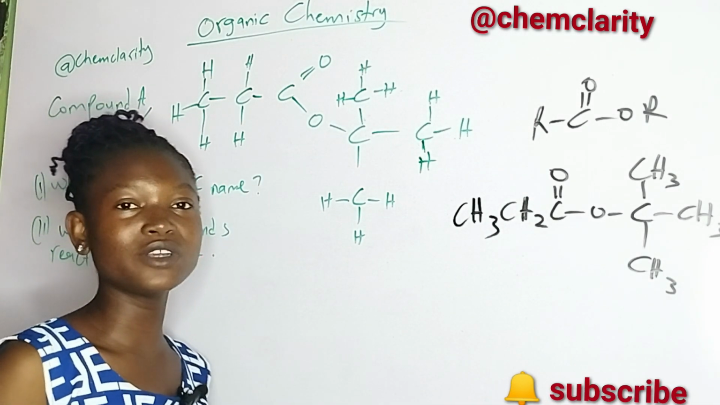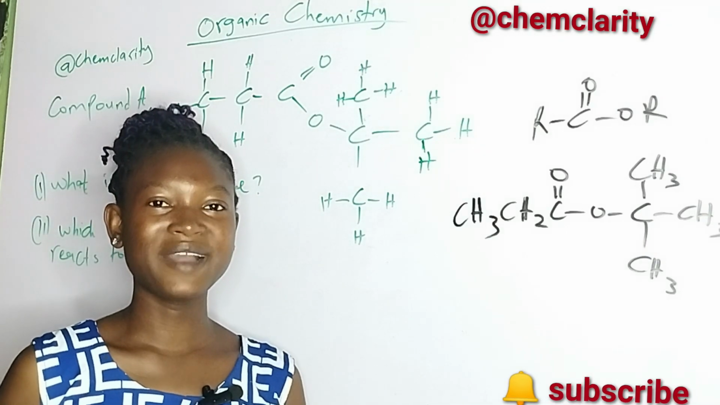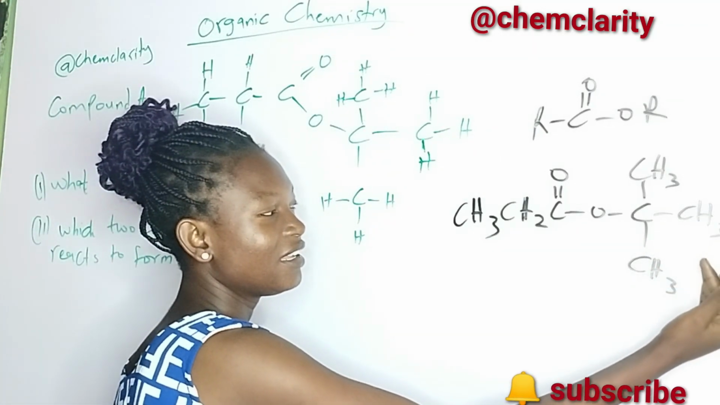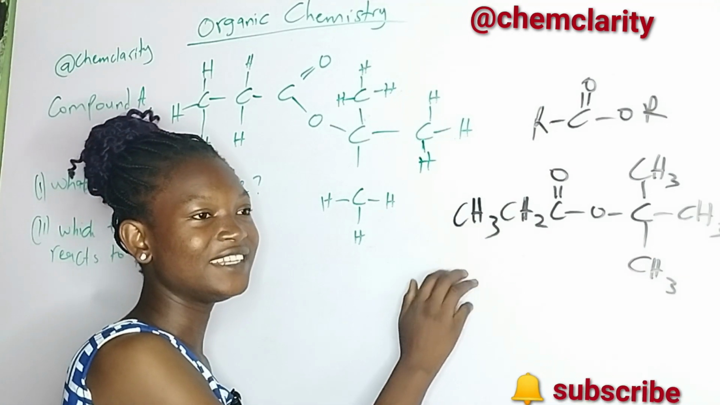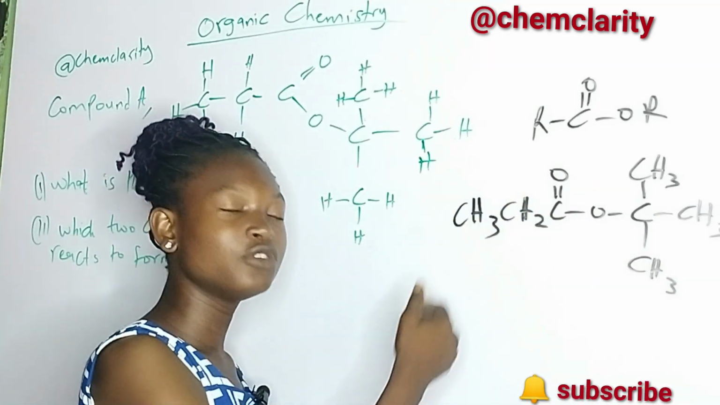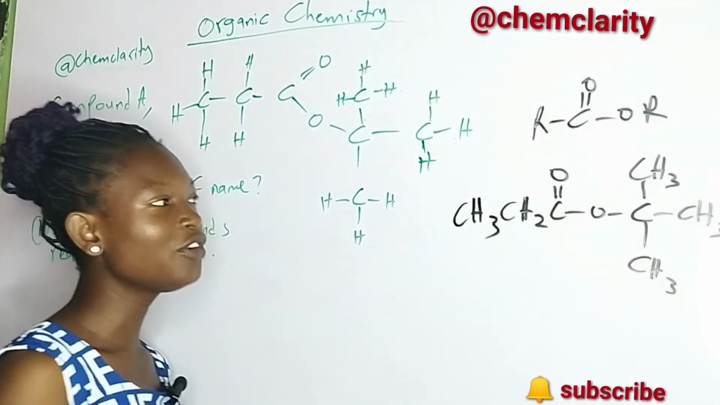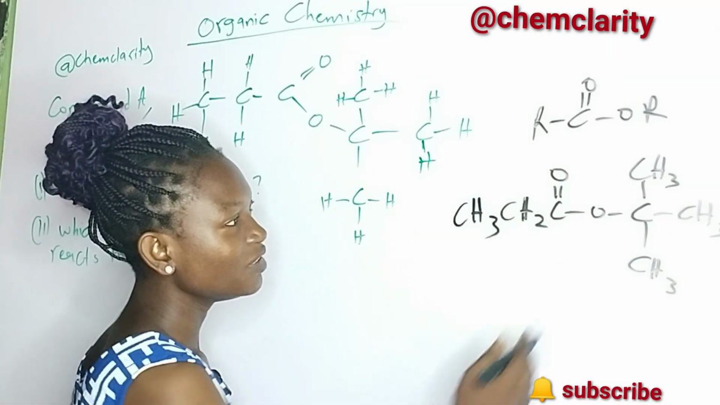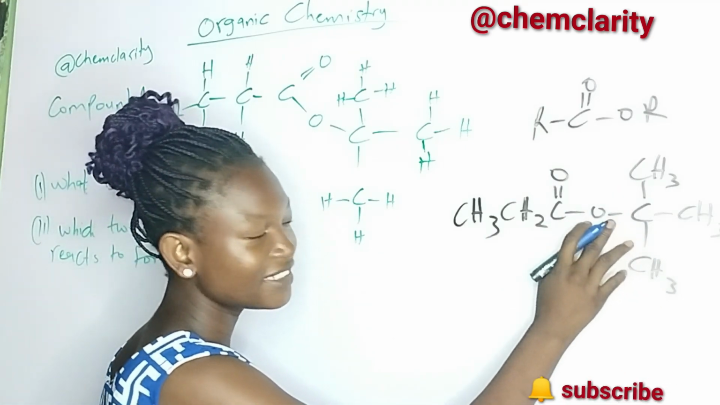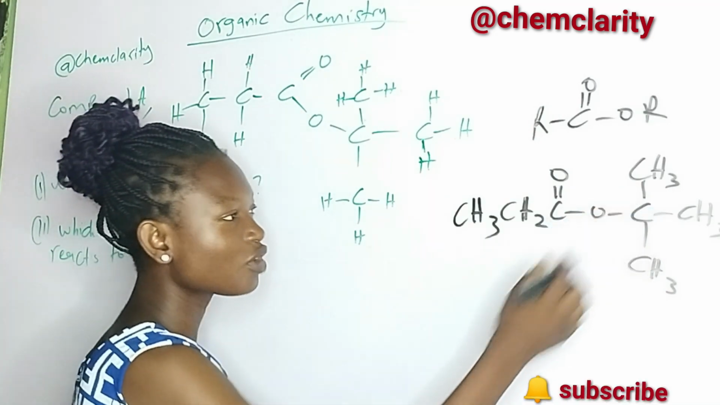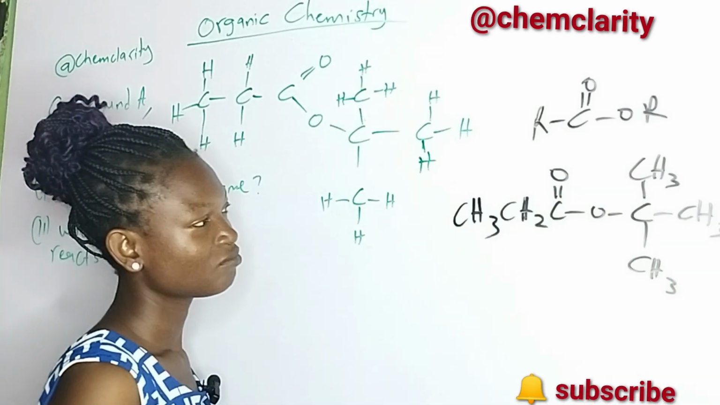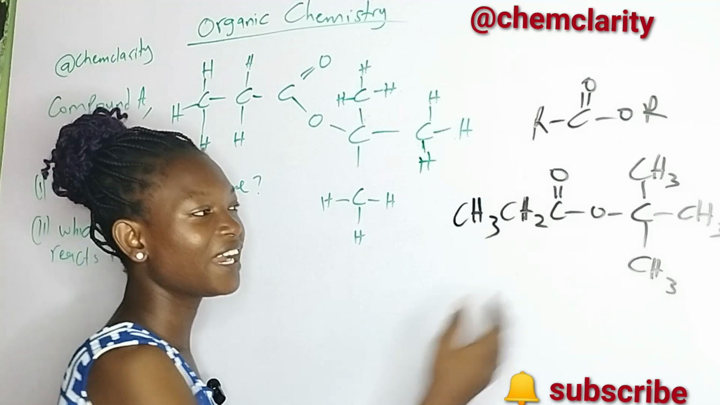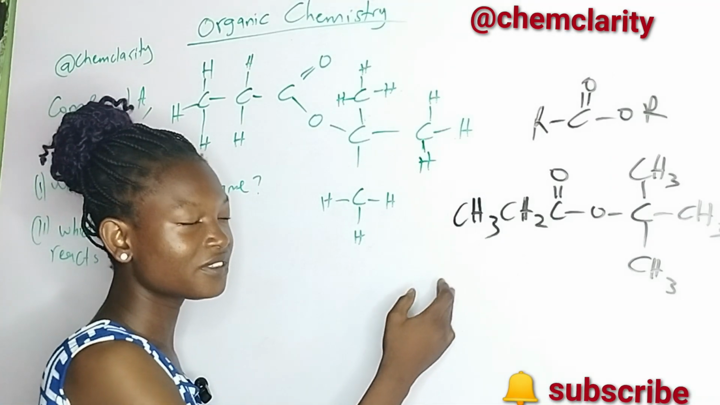Now, let's name the compound. If you want to name an ester, you start from the back. The naming starts from the back. You start from the right hand side, not the left hand side. Now, how do we name this one? This compound joins at this place. Now, if you want to name this compound alone, let's write. You start from the right and not from the left.